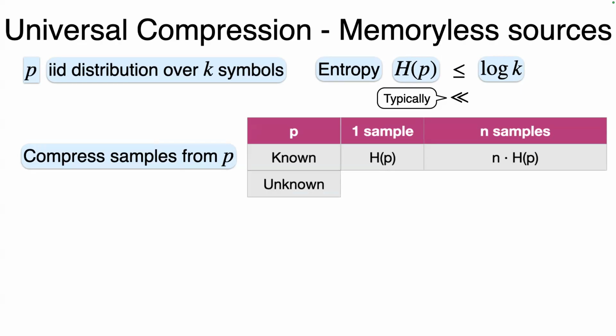If p is unknown, okay, then if you have one sample, there's nothing you can do. You don't know anything about the distribution. You need log of k bits. But as n increases, you need n times H of p, which is the number that you would need if you knew the distribution, plus k minus 1 over 2 times log n. This is the extra term that you get for not knowing the distribution, and it reflects how quickly you can learn the distribution.